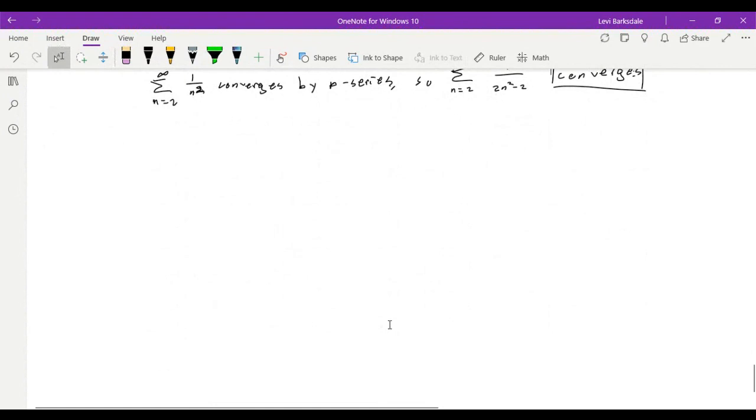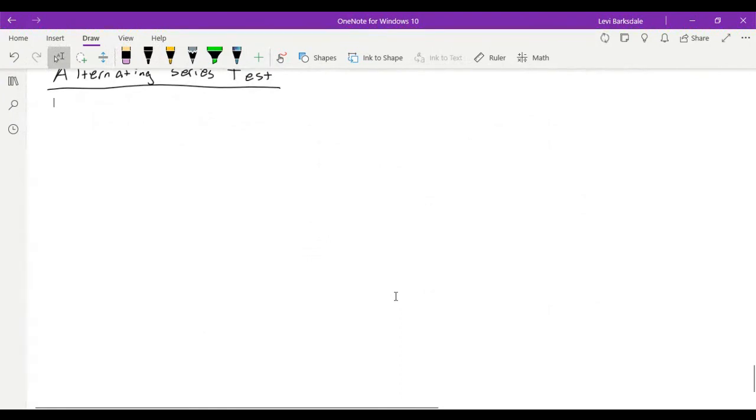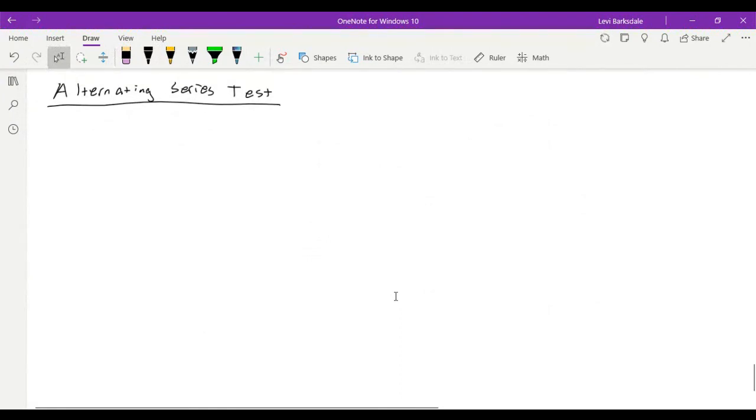Now, moving on to the last topic for today, the alternating series test. This is an interesting test. It's useful in many situations. And I guess we'll start with the definition of an alternating series. An alternating series is a series where terms alternate in sign. They switch from positive to negative and positive to negative and so on.